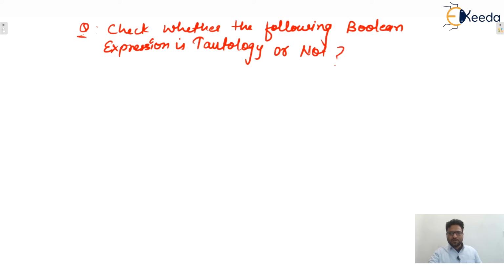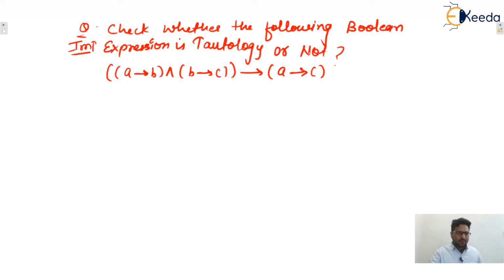These types of questions you will see frequently in previous year GATE examinations or in coming GATE examinations. So this one is very important. The given expression is: A implies B and B implies C, then the whole implication A implies C. Now, one method is, according to precedence, make the truth table, and if the final column has all true values, then we can say that this one is a tautology.